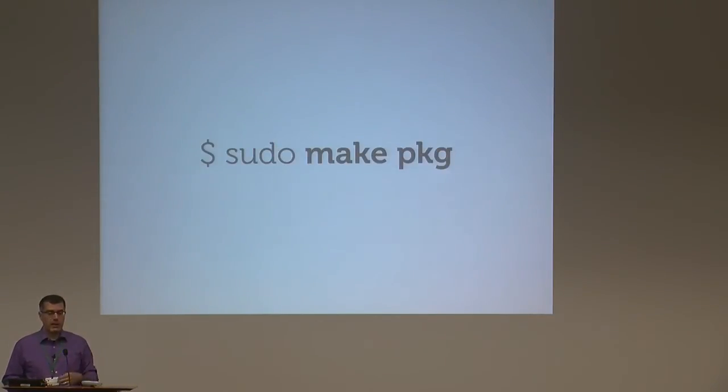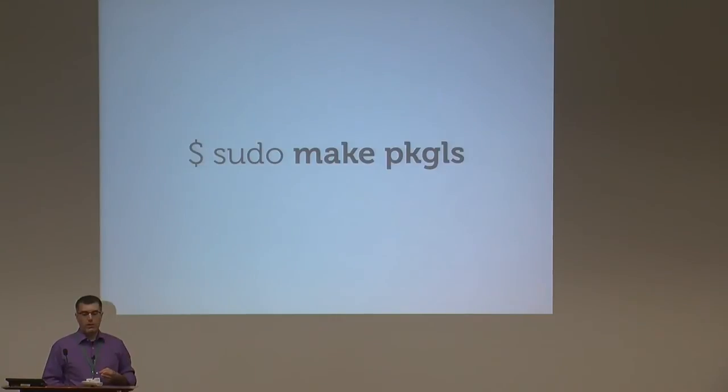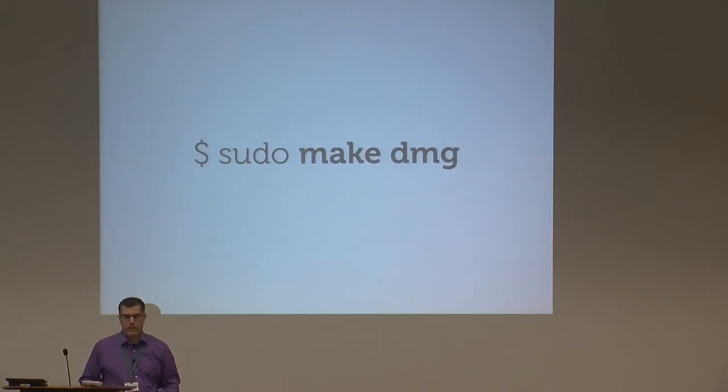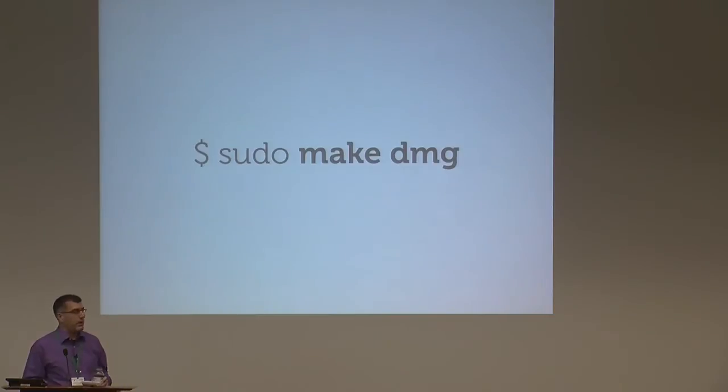Once we save that makefile and put it into the same directory with the fetch application archive in tar format, we can then run make pkg. We could also use make pkgls, which runs lsbom on the compiled package to list its contents. And make dmg compiles the package and wraps it in a disk image.